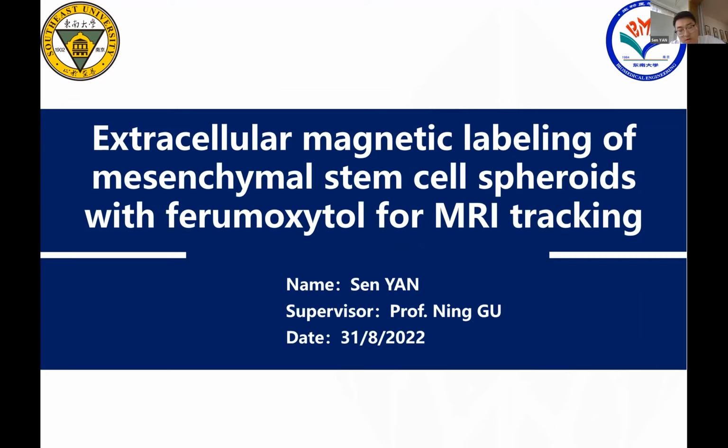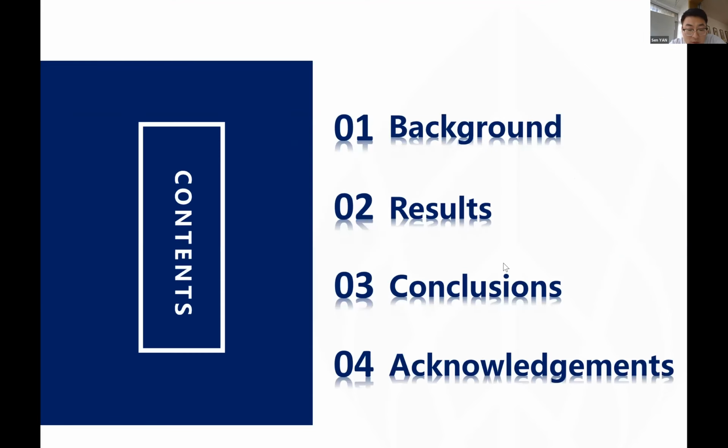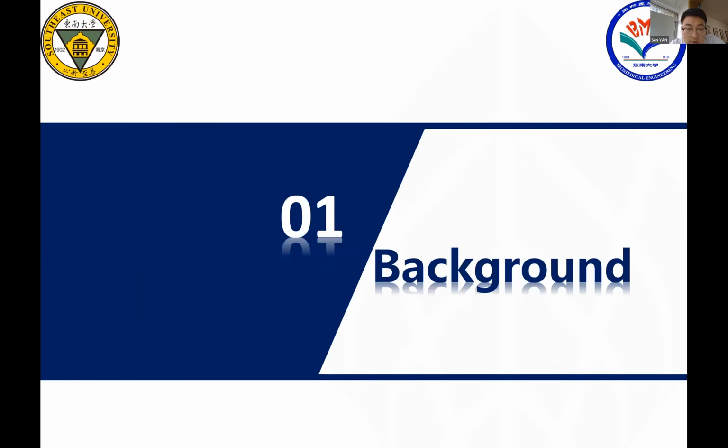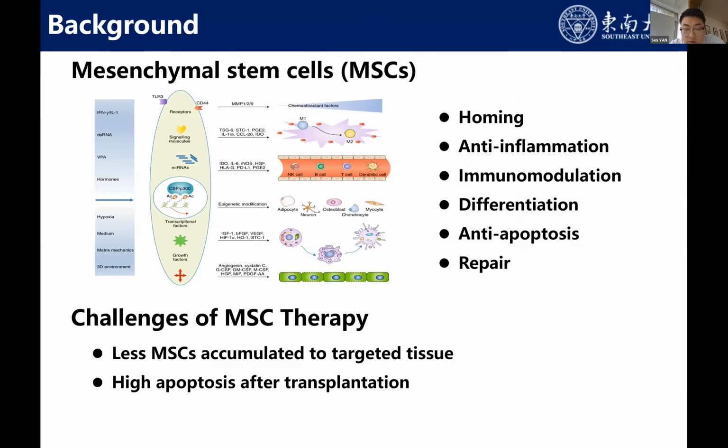My work is focused on the use of magnetic materials in cell therapy. My presentation is entitled Extracellular Magnetic Labeling of Mesenchymal Stem Cell Spheroids with Ferumoxytol for MRI tracking. It's a new cell labeling method using ferumoxytol. My presentation revolves around 4 parts: background, research results, conclusions, and acknowledgements. First, I will introduce the background of our research.